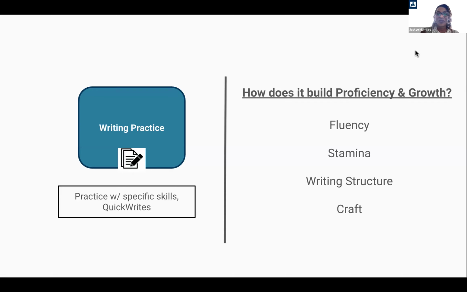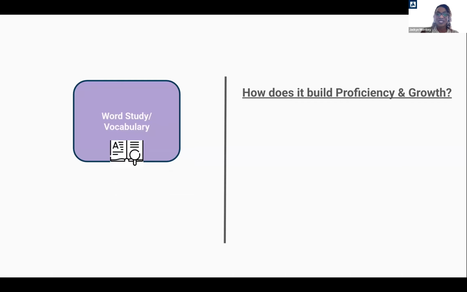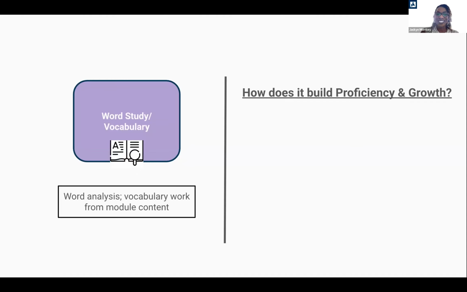And the last rotation that we're going to look at is the word study vocabulary rotation. This rotation is all about word analysis. Students are looking at words, dissecting words, pulling them apart, and building up their vocabulary bank. We know in the world of literacy that in order to become strong and fluent readers, our students need to be exposed to a wide array of vocabulary. So they're looking at, again, academic specific vocabulary terms and also domain specific vocabulary terms as well.